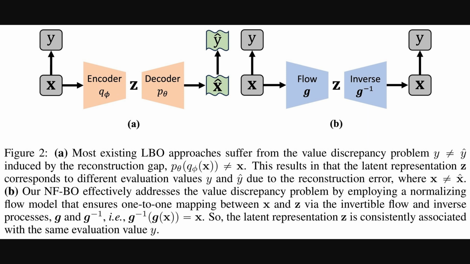Okay, so this next figure really contrasts the old way with the new approach. Part A illustrates that standard LBO reconstruction gap. Encoding X, then decoding gives X hat, which isn't always the same as the original X, leading to that value mismatch we saw. But Part B shows how NFBO uses these invertible flows, mapping X to Z, and perfectly back again using the inverse. This guarantees the latent Z always corresponds to the original value Y.